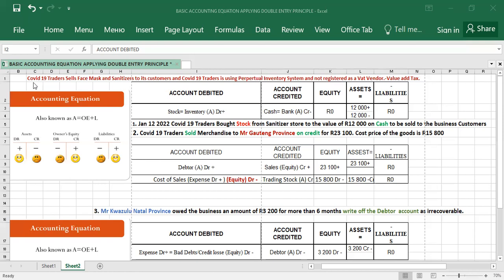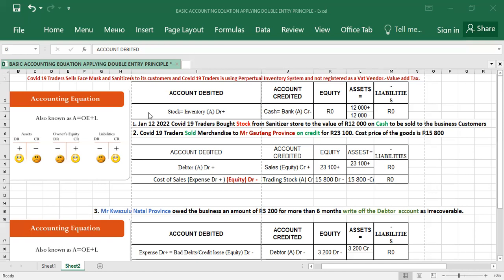COVID-19 is a business that sells face masks and sanitizers to its customers. And COVID-19 traders is using the perpetual inventory system and is not registered as a VAT vendor. VAT stands for value added tax. Now, the perpetual inventory system is also known as a continuous inventory system.